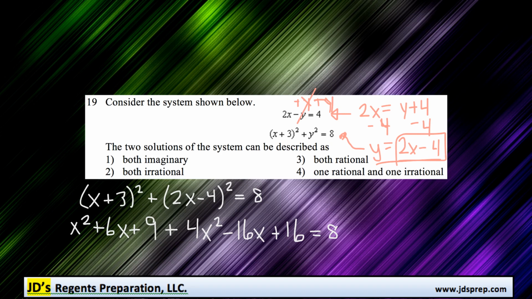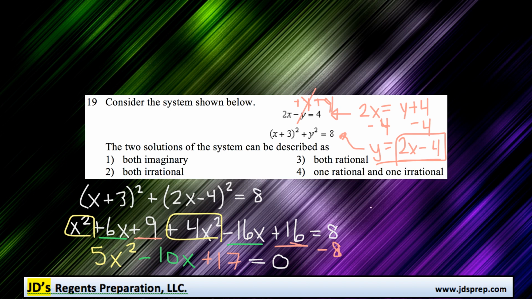Okay, so now we'll combine our like terms and get everything over to the same side. So let's see, we've got an x squared here plus 4x squared, so that's 5x squared. We've got a positive 6x minus 16x, that would be minus 10x. And then for our constants, we've got a positive 9 plus 16 is 25, although we're going to subtract 8. So 25 minus 8 gets us positive 17. And now we've moved that 8 over, so this whole thing is going to equal 0.